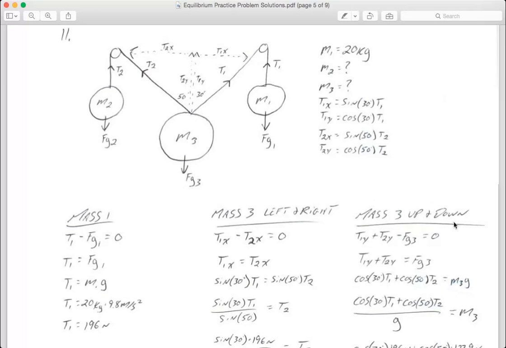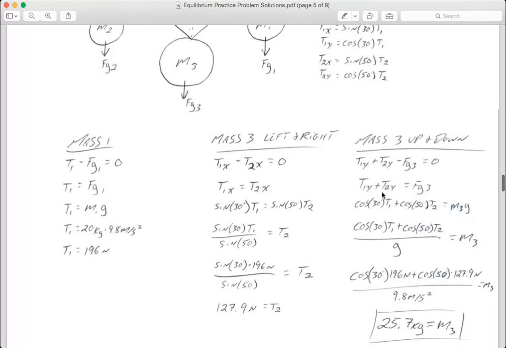So if we take a look at mass 3 up and down, what are my up arrows? Tension 1y is up. Tension 2y is up. Force of gravity pulls straight down. So T1y plus T2y, my 2 up arrows, minus my down arrow, force of gravity 3, equals 0. Or my up stuff equals my down stuff. T1 in the y and T2 in the y, those are the cosine of 50 degrees times T2, or cosine of 30 degrees times T1, depending on which one I'm looking at. Force of gravity is m times g.